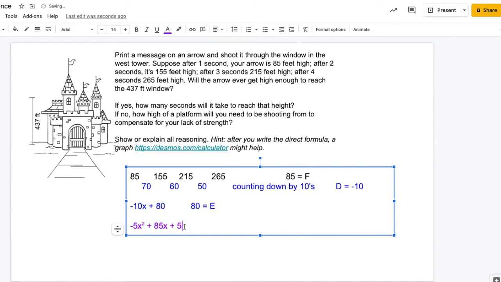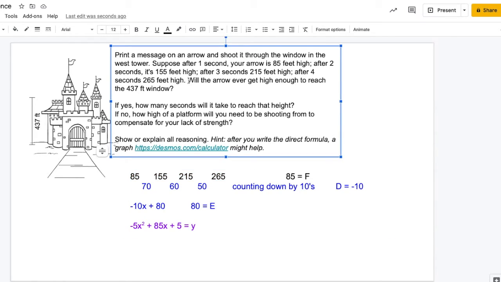So purple is the formula that is defining the path of the arrow. All right, now my questions. Will the arrow ever get high enough to reach the 437-foot window? If yes, how many seconds will it take to reach the height? If no, how high of a platform will you need to be shooting from to compensate for your lack of strength? Show or explain all your reasoning. Hint, after you write the direct formula, a graph might help.